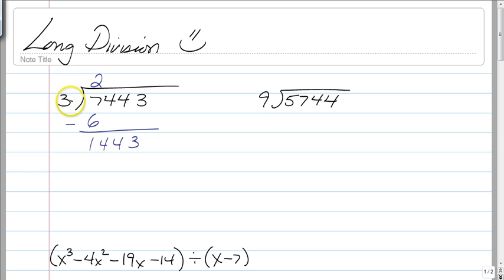Okay, so that takes care of that. So, what are we going to do with 14? How many times does 3 go into 14? 4 times. And 4 times 3 is 12, which means you'd subtract those and be left with 2, and then bring down the 4 and the 3 to get 243. So then one more time, you would ask yourself, how many times does 3 go into 24? It would be 8, and it worked out beautifully.